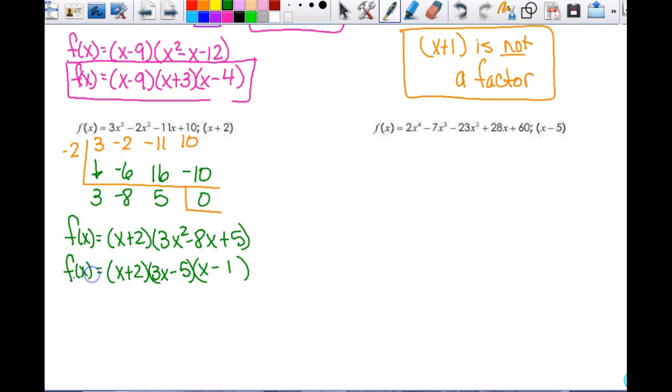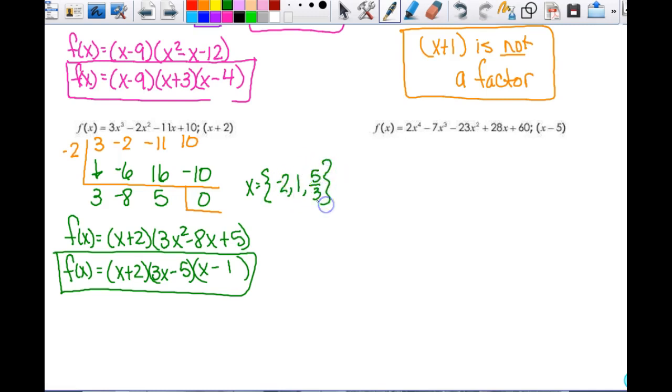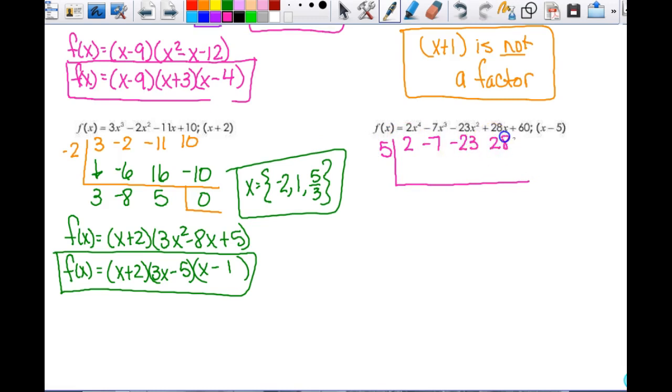If you need to factor differently to get the same answer, knock yourself out. That is the fully factored form. And so my zeros then are negative 2, 1, and 5/3. All right, and then last one. 5 divided into 2, negative 7, negative 23, 28, 60.